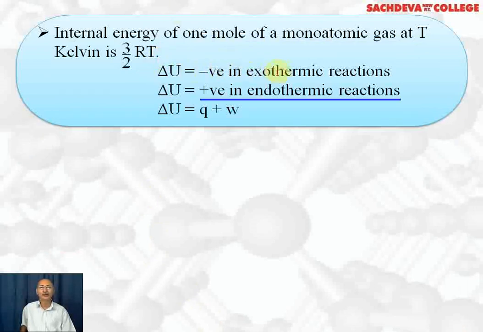Here delta U is positive in endothermic process and delta U is negative in exothermic process, and we know that delta U is equal to Q plus W. Now internal energy is 3 by 2 RT and enthalpy, denoted by H, is equal to 5 by 2 RT. Why? Because H is equal to E plus PV and PV is equal to RT. So 3 by 2 RT plus RT will become 5 by 2 RT. So enthalpy of 1 mole of monoatomic gas at T Kelvin will be equal to 5 by 2 RT.